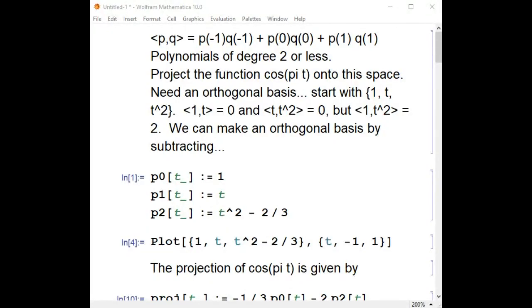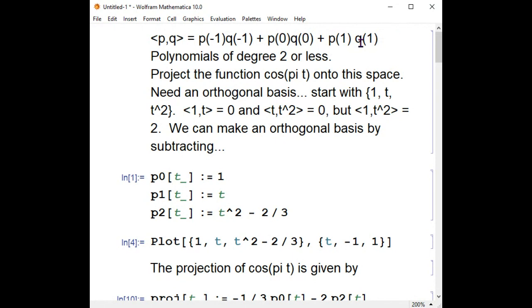So let's do some of these projections. We're going to start off with an inner product on polynomials of degree 2 or less that samples 3 points: -1, 0, and 1. Okay? It's symmetric. I could have used -2, 0, and 2, or -5, -4, 4, and 5. All of those are going to be symmetric.